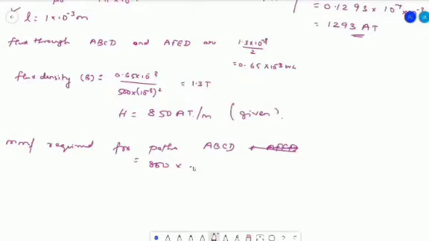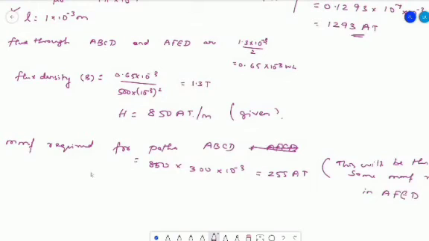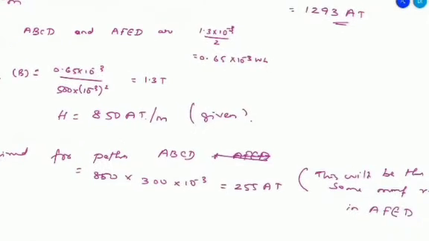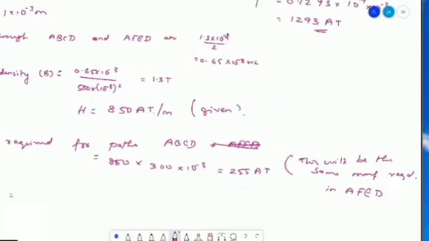(255 ampere turns). And within bracket I am writing, so this will be the same MMF required in AF. What is this? AFED. So we are in the same path. So now we can find the total MMF required.